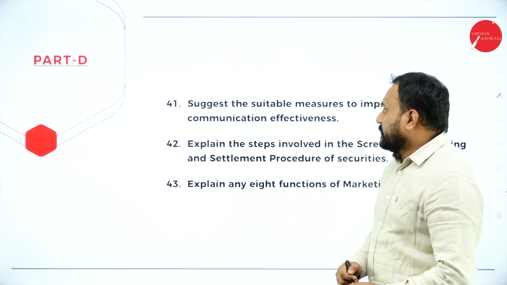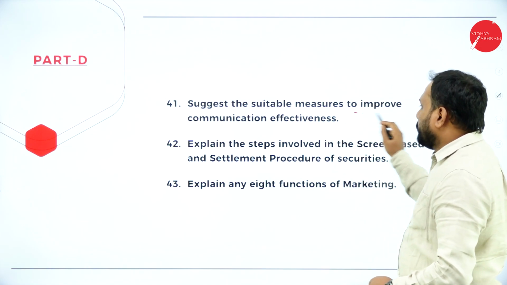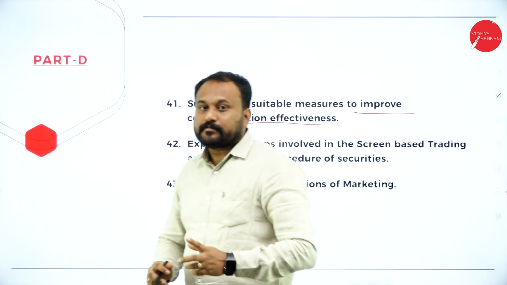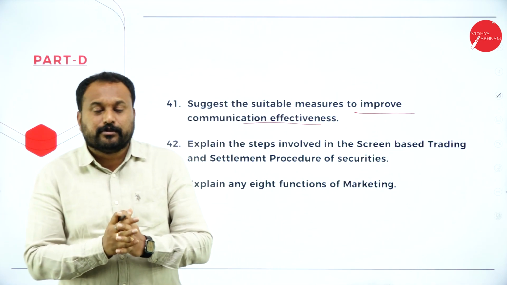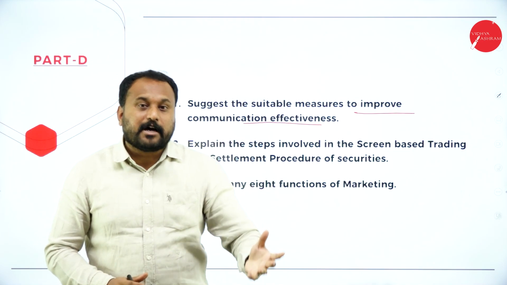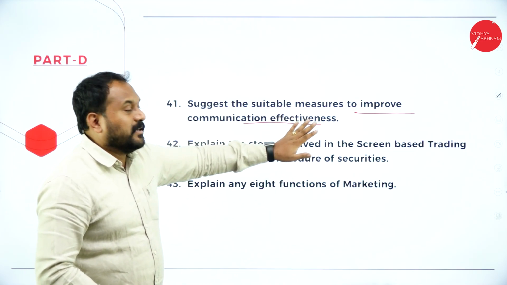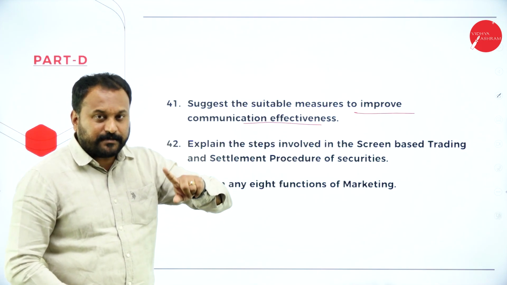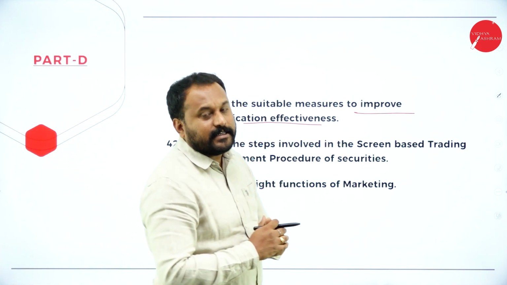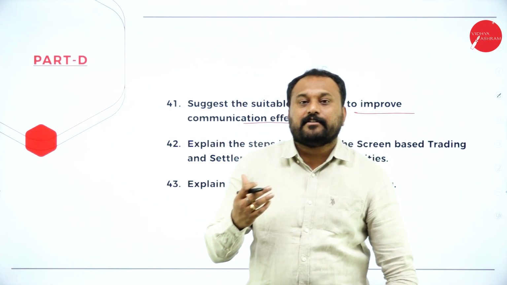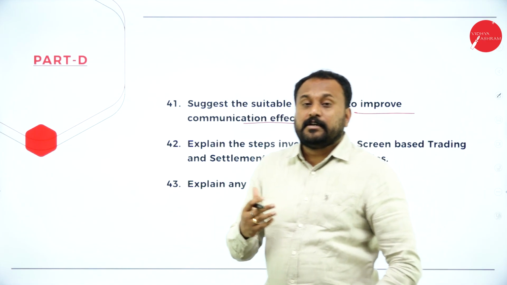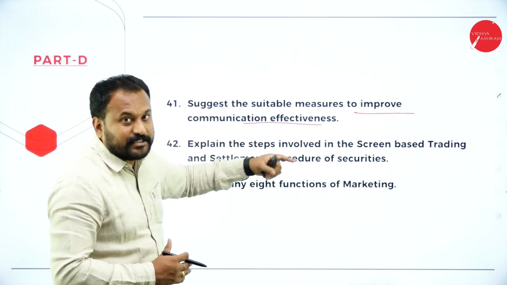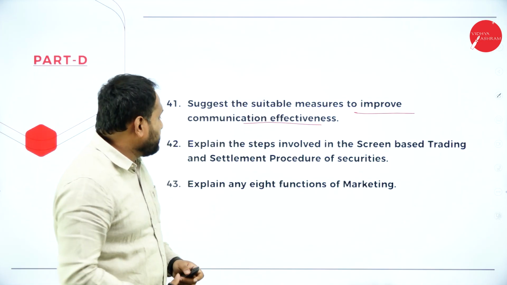Next is suggest the suitable measures to improve communication effectively. This is a directing chapter. Directing chapter also, you will get an 8-mark question. So please understand, the same way, improve communication effectiveness is a question. You can also get a question called how to overcome the barriers of communication. So be very active in these two questions. 8 marks definitely you will get.